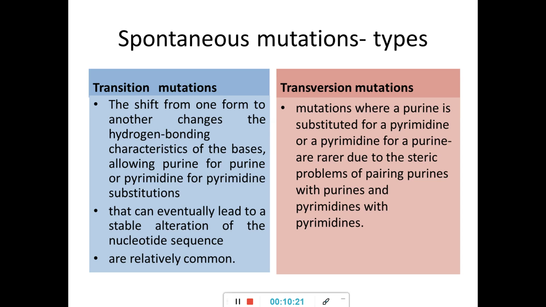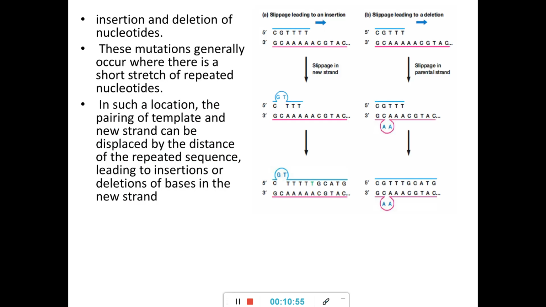Then the next type of mutation is a transversion mutation, where a purine is substituted for a pyrimidine and a pyrimidine is substituted for a purine. This has been found to be very rare due to the steric problems of pairing purines with purines and pyrimidines with pyrimidines. So the difference is, adenine and guanine are the purines. If a purine is replaced by another purine, that is referred to as a transition. But if a purine is replaced by a pyrimidine, then it is referred to as a transversion. I hope this is clear.